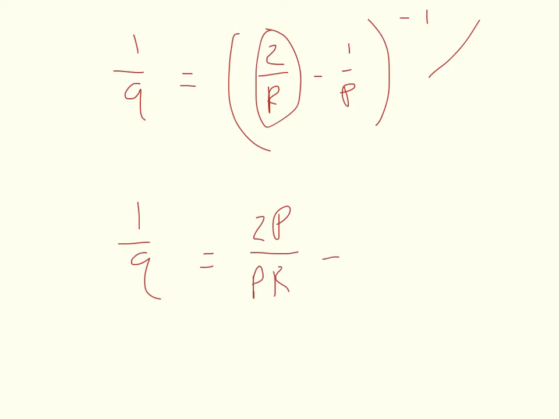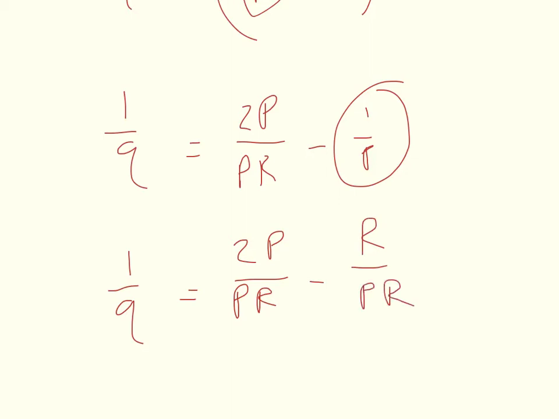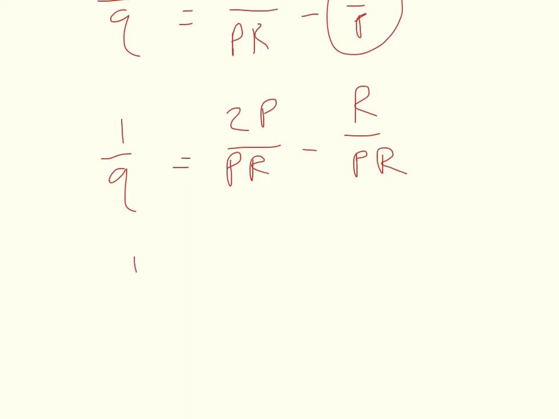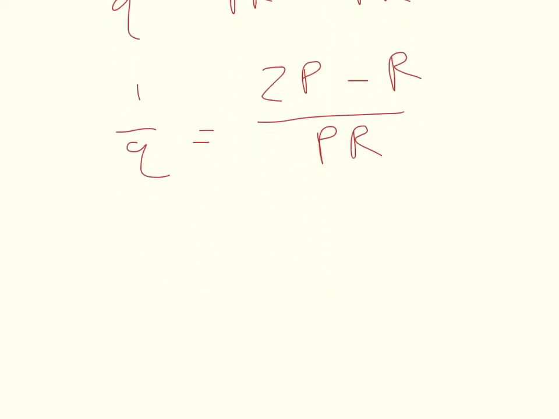And then I subtract 1 over P. Then I want to take this term P and multiply it by R over R. So I'm multiplying both of these by 1 essentially, which means that it's not going to change the value. So I got 1 over Q is equal to 2P over PR minus R over PR. Now I have a common denominator, and so what I can do is just simply say 1 over Q is equal to 2P minus R over PR. And I can just take the inverse of this term, and this is what I'm going to do every time.